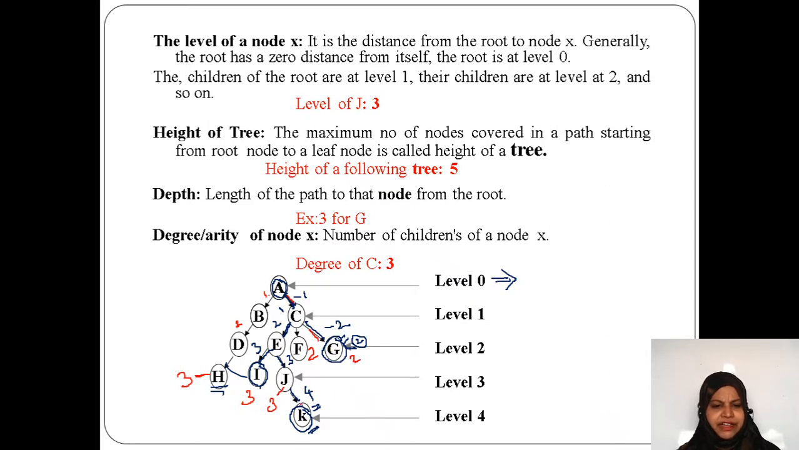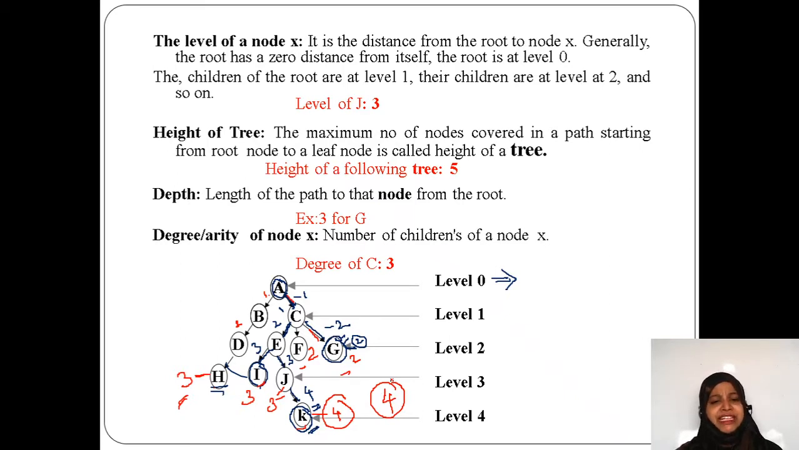Next is K: 1, 2, 3, 4, so for this it is 4. So height of a tree means the maximum number of nodes covered in a path starting from the root node to any leaf node. Here, this H is also a leaf node. What is the level? 3. For this I, 3. For this J, 3. For this K, 4. F is 2, G is 2. Maximum is 4. So what is the height of this tree now? Height of the tree is 4. Height of the tree is 4, right? Here, depth of a node.